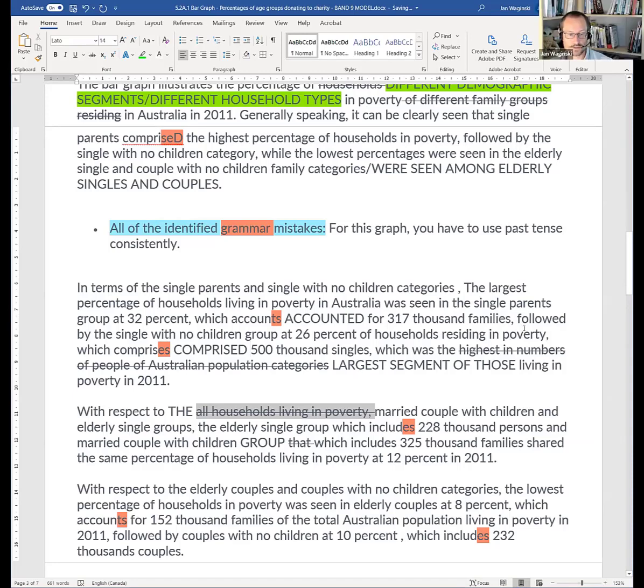Good. Here's an opportunity to make a change. You've got which comprised 500,000 singles, which was the largest segment of those living in poverty. So we haven't talked about this in a few weeks, but when you've got multiple relative clauses, so relative clauses are clauses that start with which, who, that, whom, sometimes when, sometimes where, but usually which, who, that. What kind of easy change can you make to a relative clause to transform it into another structure?